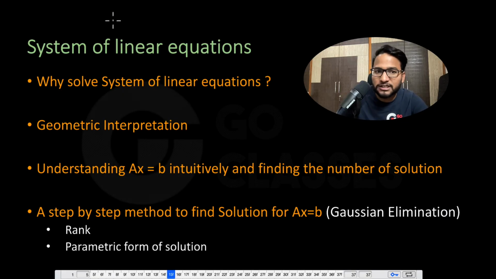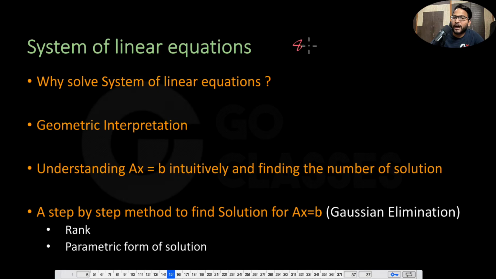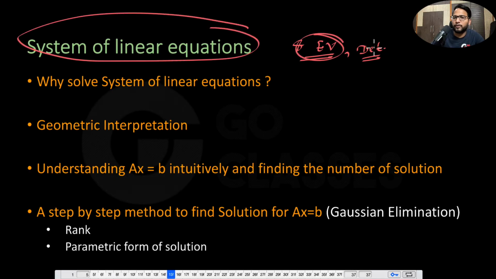So see, this system of linear equations is a major topic in GATE. In linear algebra, there are only two major topics, which are system of linear equations and eigenvalues and eigenvectors. Yes, there is also one important topic, which is determinant. But as major topics, you can consider these two, or if you want to include determinant, then these three are major topics, right?